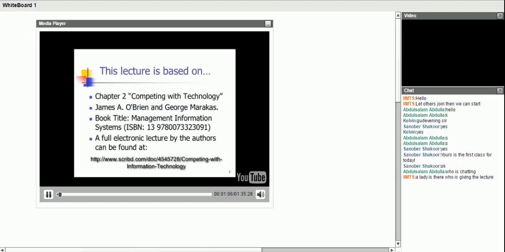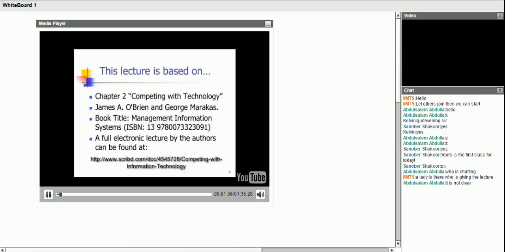And as I mentioned last week, we don't have a textbook for the course. Instead, I've pulled lectures and information from a variety of different sources. One of them is what you're looking at here on this slide. This particular lecture is based on a book by James O'Brien and George Marakas, titled Management Information Systems. And I put the ISBN number up here just in case you're interested.